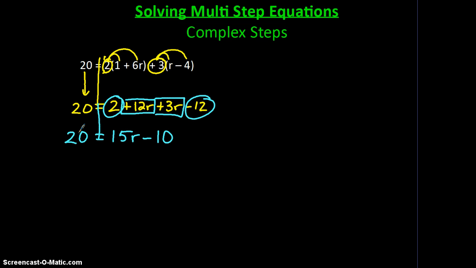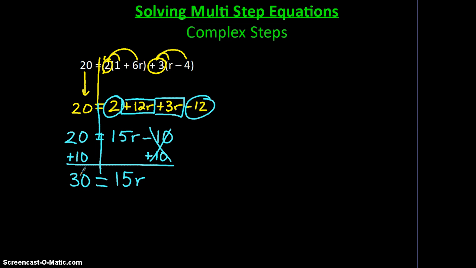From here, now it's a 2-step equation that we all know how to solve. In this case, get the 15r alone by adding 10 to the negative 10 and to the other side with that 20. And we know to do that because this negative 10 plus 10 is 0. So I just have my 15r alone. That's good. And now 20 plus 10 is 30.